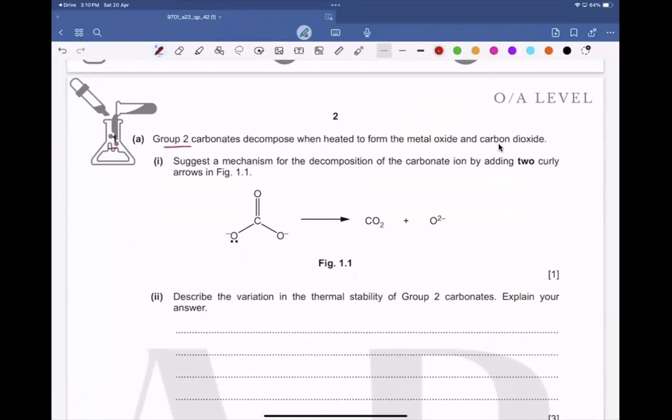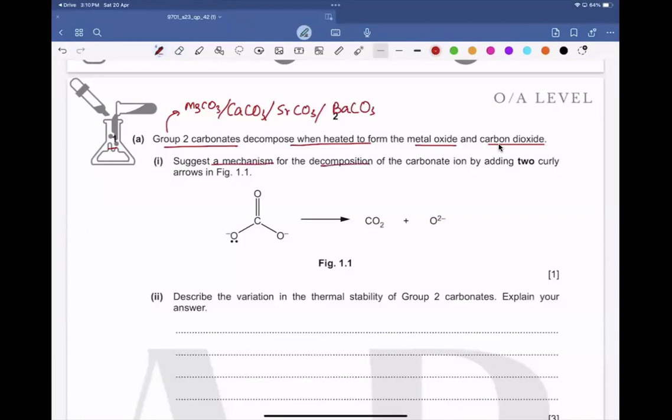Question number 1. Group 2 carbonates decompose when heated to form metal oxide and carbon dioxide. So group 2 carbonates means they are talking about magnesium carbonate, calcium carbonate, strontium carbonate, barium carbonate, right? Suggest a mechanism for the decomposition of the carbonate ions by adding two curly arrows.